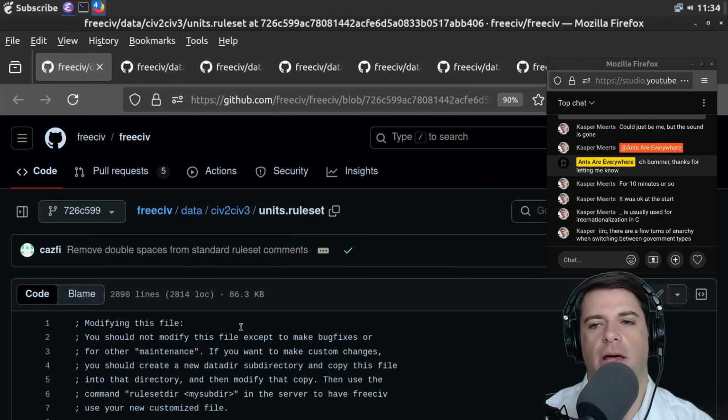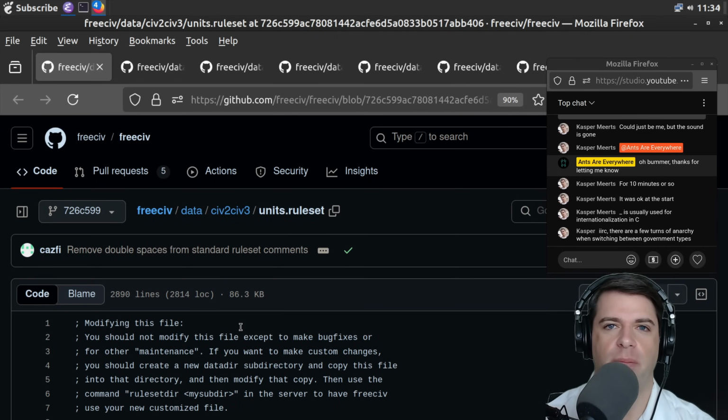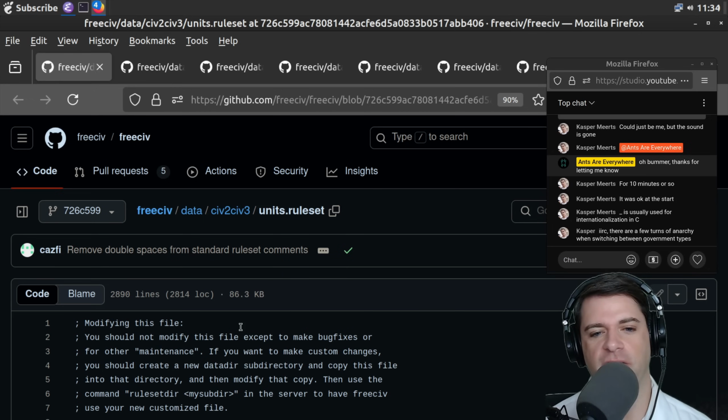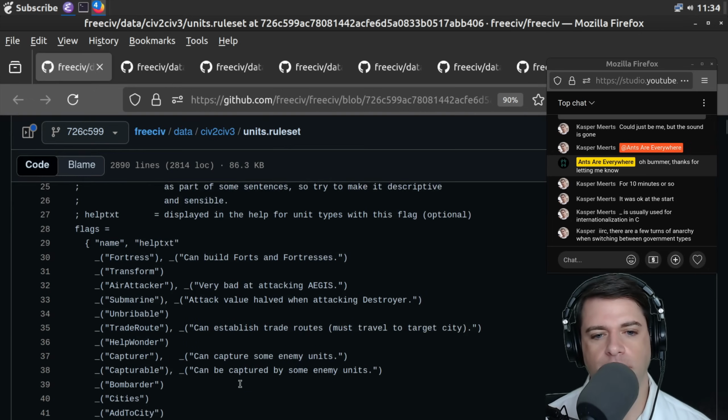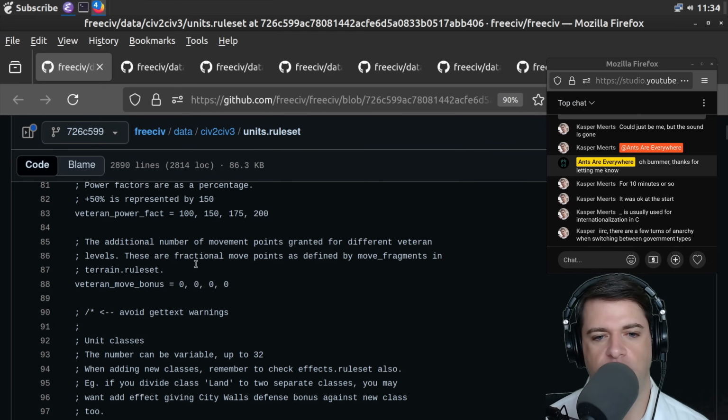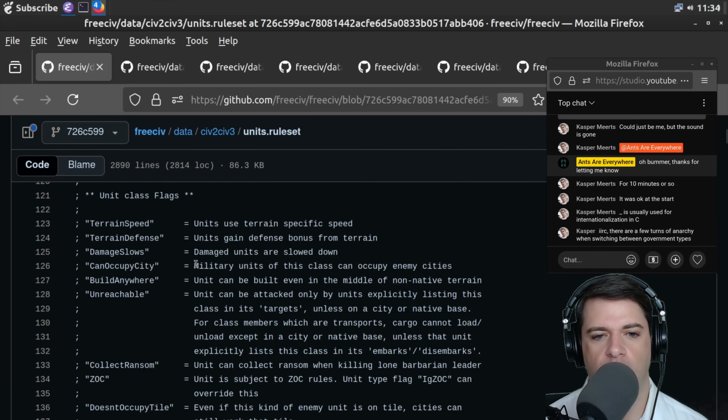That tells us a little bit about how, tells us a lot. In fact, it tells us everything about how Civ 2 and 3 are modeling governments. This is units. This is going to be about the different types of units. I think I'm going to move on from here.